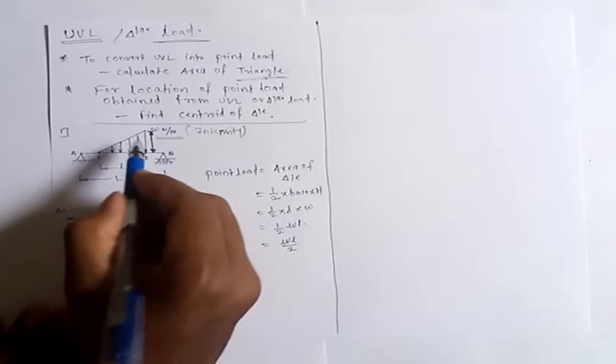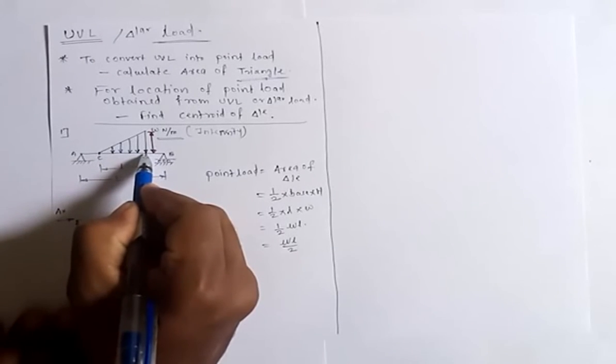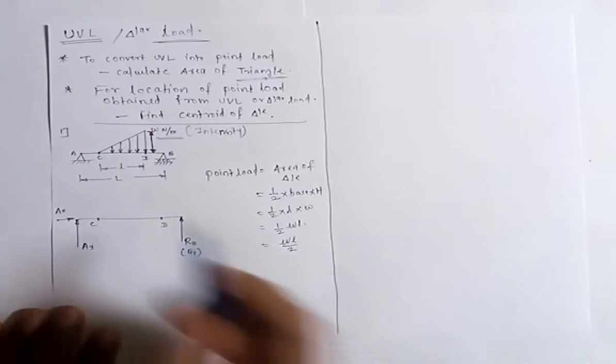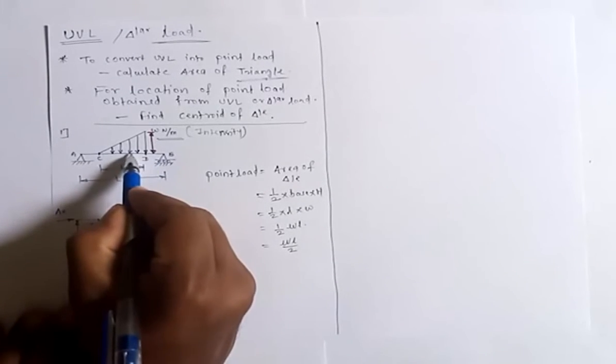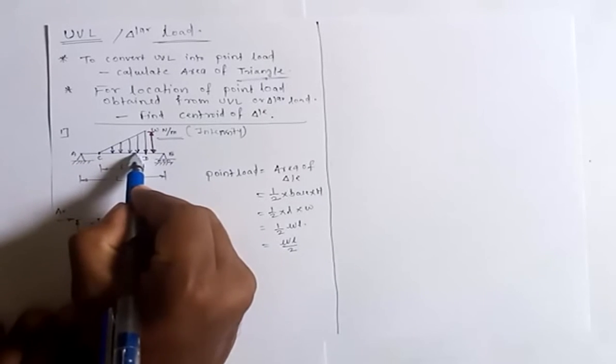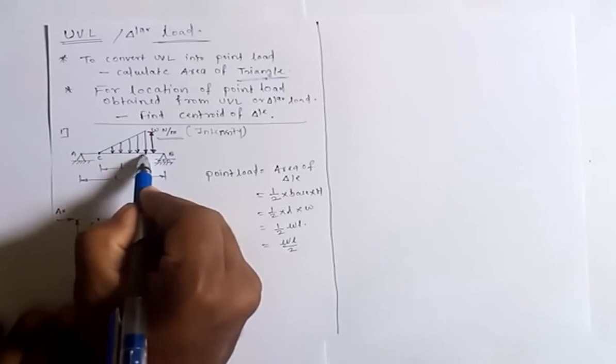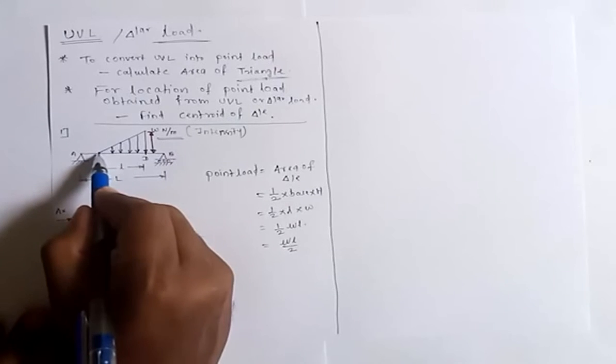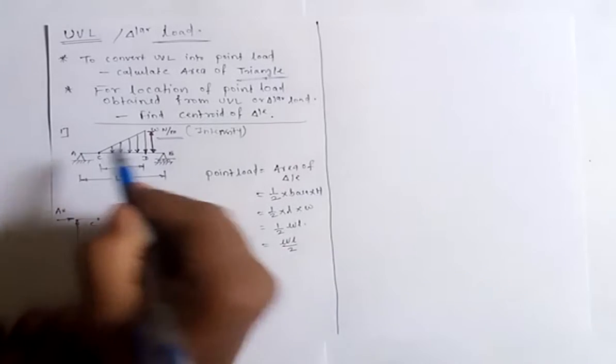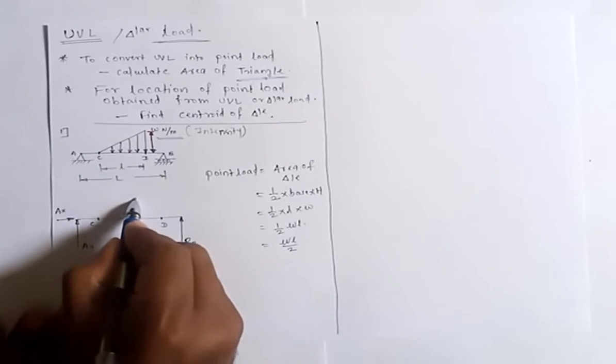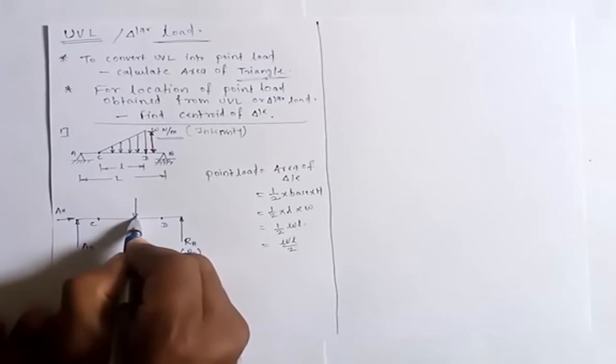Now we know that the centroid of any triangle lies at a distance of L by 3 and 2L by 3. So L by 3 from point D and 2L by 3 from point C. We have already seen this. L by 3 distance from the height and 2L by 3 distance from this corner. So this will be the location of the triangular load.